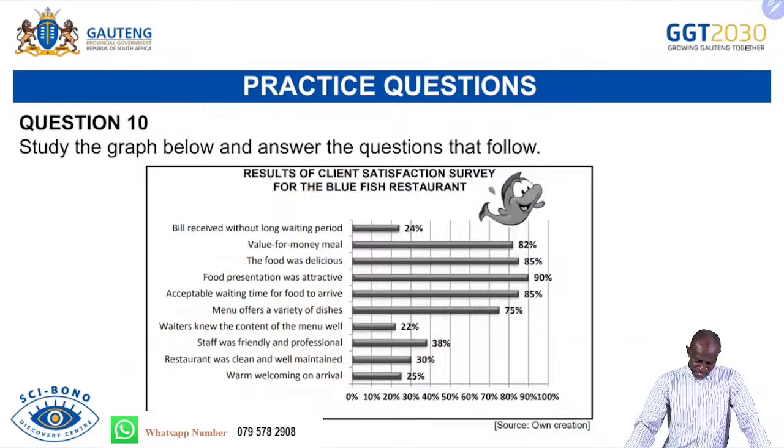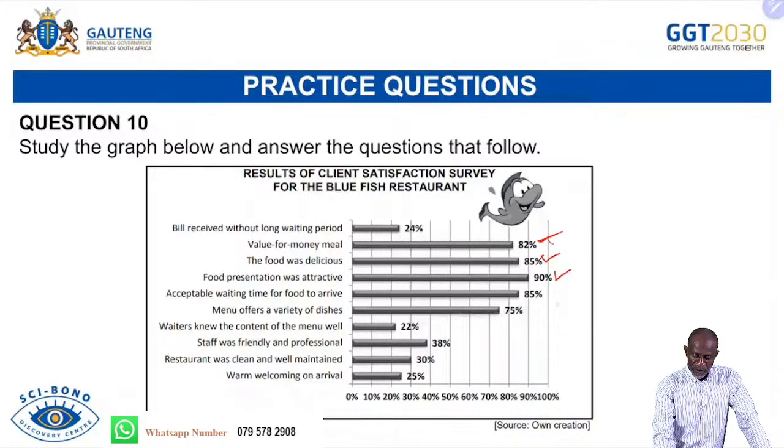As we look into these results, you see the bill received without long wait. This does not involve the chefs. Value for money meal, it's a positive, involve the chefs. They are at 82%. The food was delicious. This is the territory of the chefs as well, at 85%. Food presentation was attractive. It also concerns the chefs.